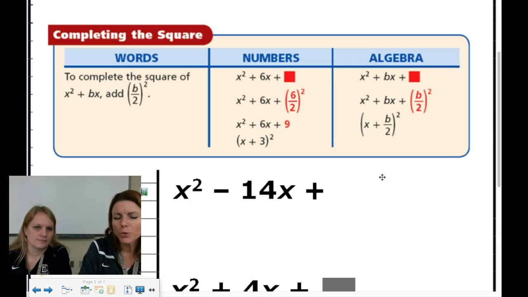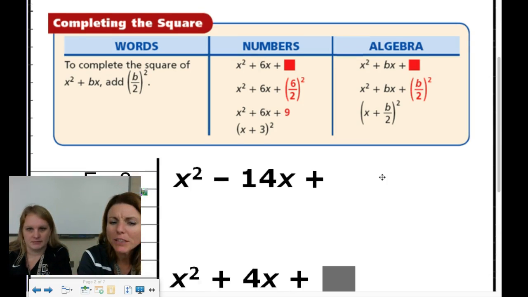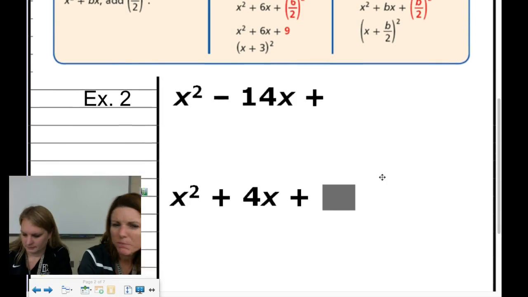What you have to do is you have to always get the variables on one side and the constants on the other. So whole numbers go on one side, x's on the other. And then what we're doing is we're adding b over 2 squared to each side. So the b is the number in front of the x, by itself. Right, so let's just practice right now. Let's not complete the square. We're just going to practice what this b over 2 means.